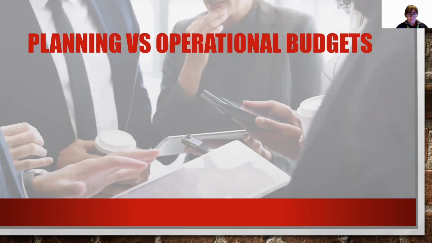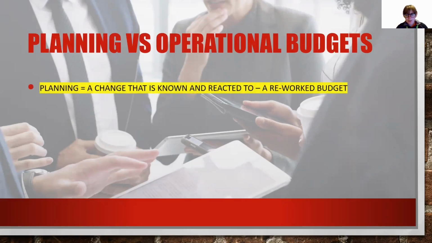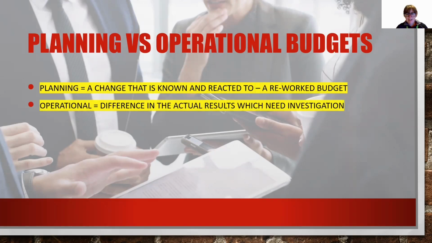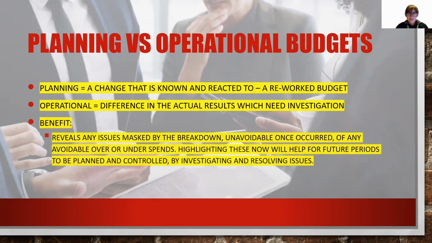Planning and operational budgets then. What is the difference and why are they important? Well, a planning budget is a change that is known and reacted to. It is a reworked budget. Your operational budget, however, is the difference in the actual results which need investigation. What is the benefit here? Well, it's going to reveal any issues masked by the breakdown, unavoidable once occurred, of course, if any avoidable over or under spends, and it's going to highlight how these are going to assist in future periods to be planned and controlled by investigating and resolving any issues.